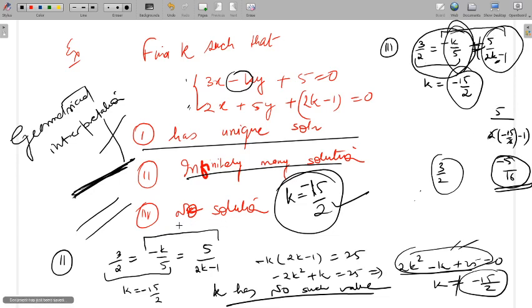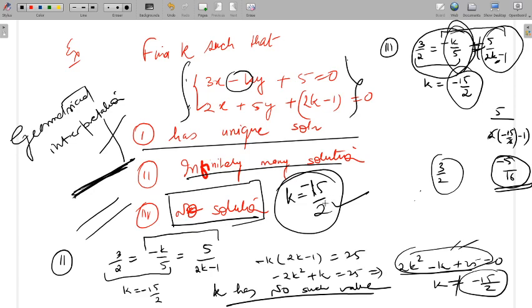Therefore, in order to have no solution for these two equations, your value of k should be minus 15 by 2. So this is your answer. For the third part, k should be equal to minus 15 by 2. For the first part, k should not be equal to minus 15 by 2. And for the second, k does not exist. There is no such k. I hope that's clear to everybody.